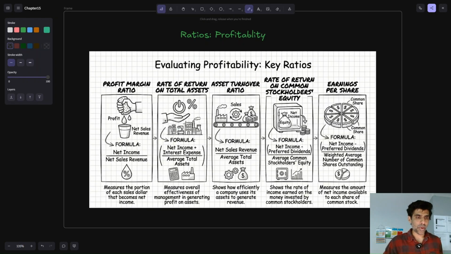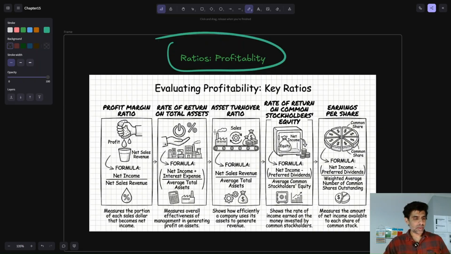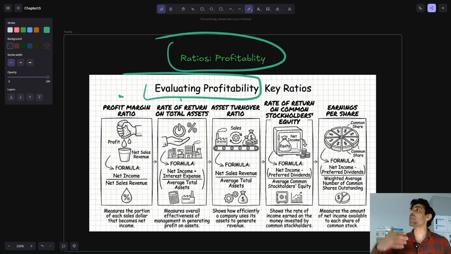Profitability: profit margin ratio, return on assets. Again, all the formulas are here for you, so you can just refer to the slides. But the important thing to remember is that these are all trying to answer this question about profitability, bottom line: how much return, how much profit is the business generating for the owners.